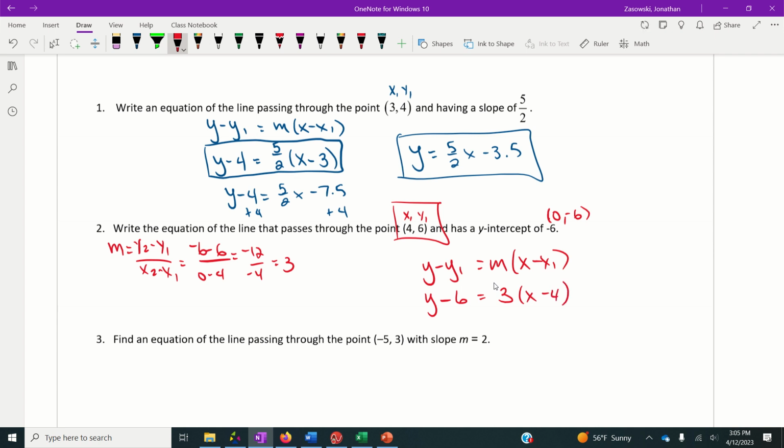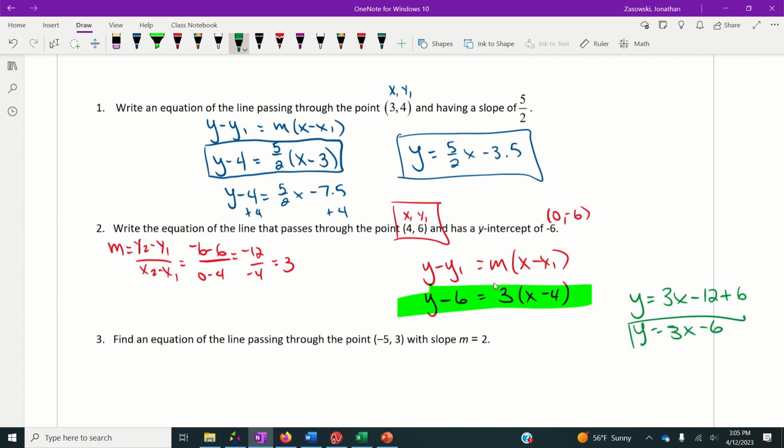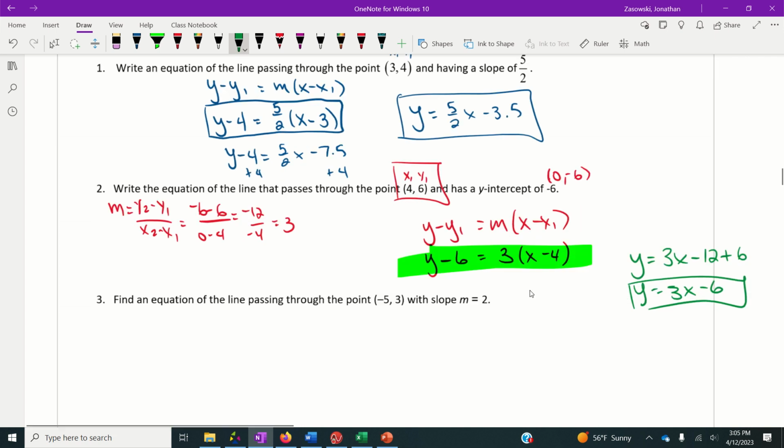That's as far as we have to go. That's technically a correct answer. We could distribute and solve if we needed to. If you did distribute and add, you would end up with y equals 3x. This would be minus 12, but plus 6. So we get minus 6 as our y-intercept. Because it's minus 12, we would then add 6 to both sides, and we would get 3x minus 6 as a final answer. So that's all you'd have to do to go from there to there.